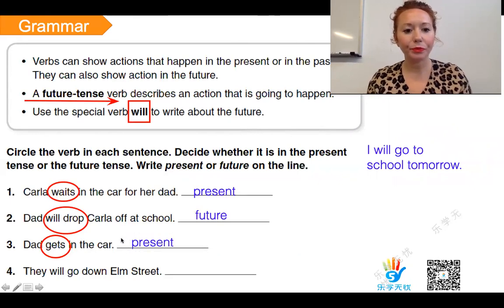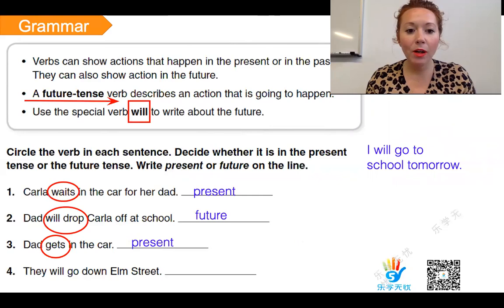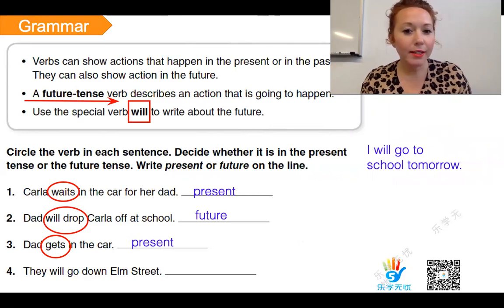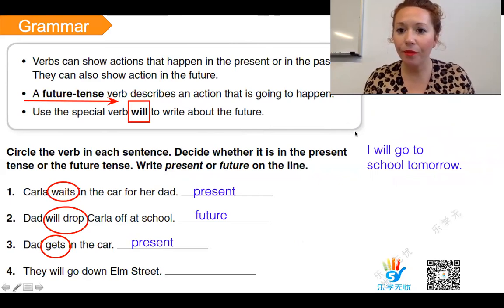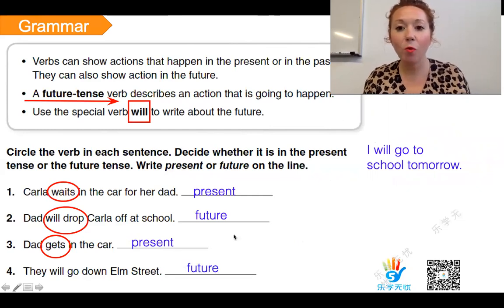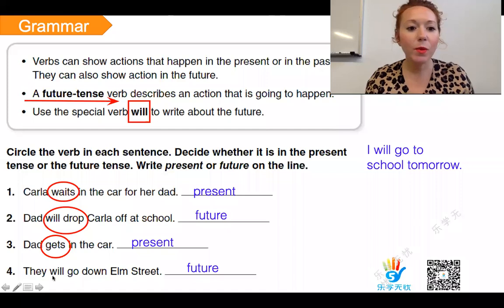Very good. Number 4, they will go down Elm Street. Is this the present or the future? Very good. This is the future. And why is it the future? Because we have will go.